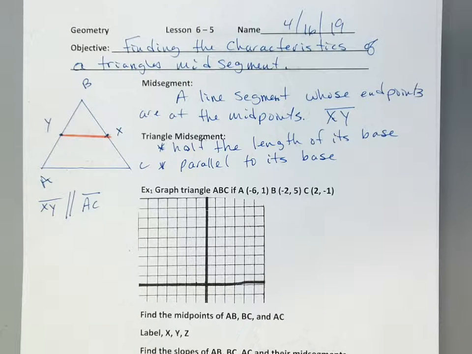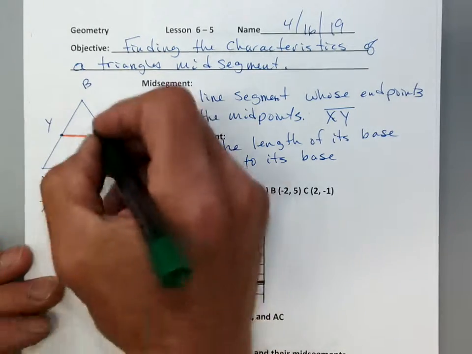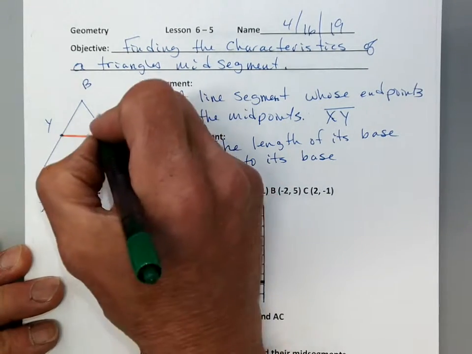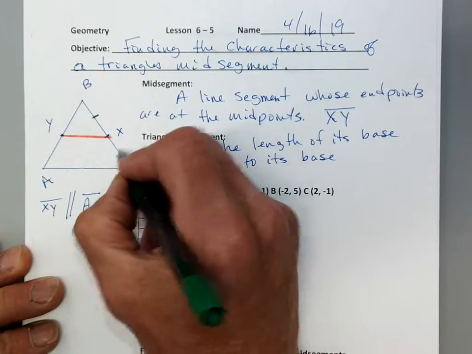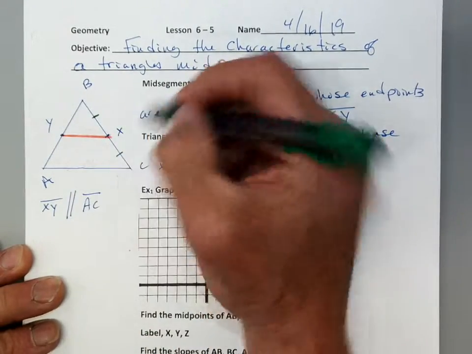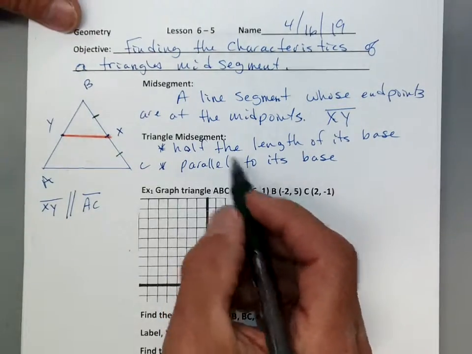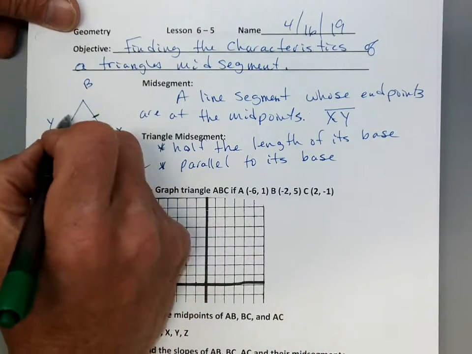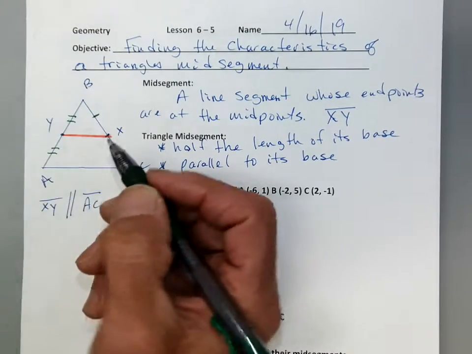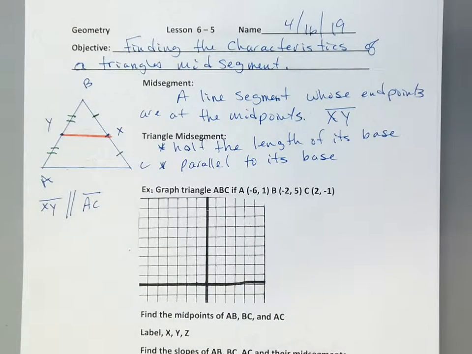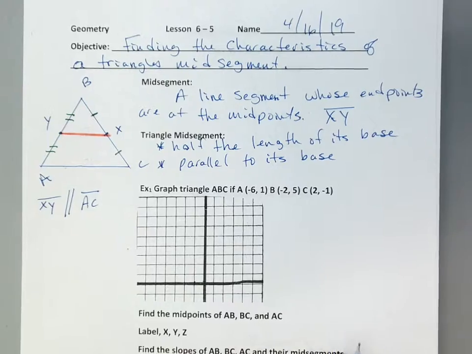Since it is also a mid-segment, there's one more thing we're going to put in here. If it's a midpoint, we know that this side, BX, is equal to this side, XC, because that's a midpoint. So those have to be equal. And the same thing on the other side, BY, that's a midpoint, has to be equal to YA. So there's some things we can tell and know about a mid-segment. So let's look at example 1 and actually do some work on a mid-segment.